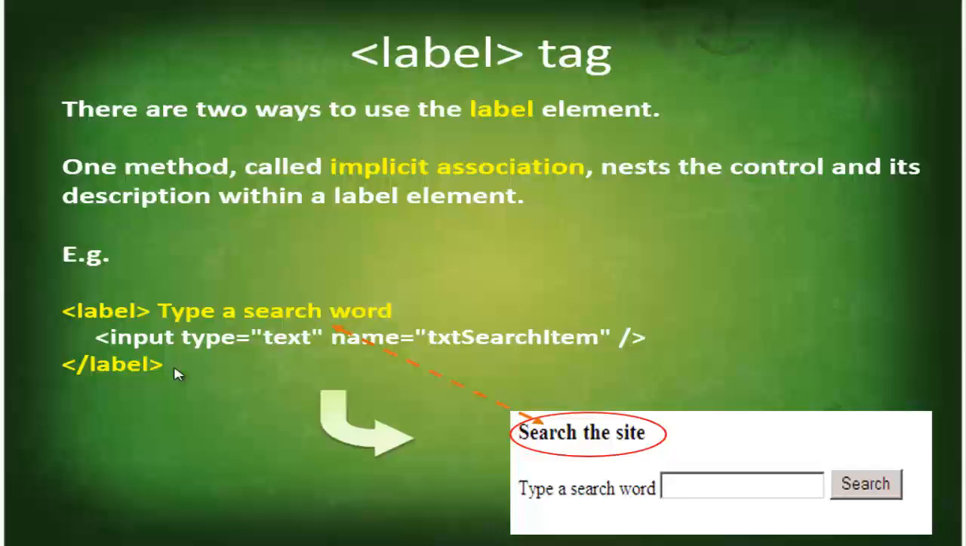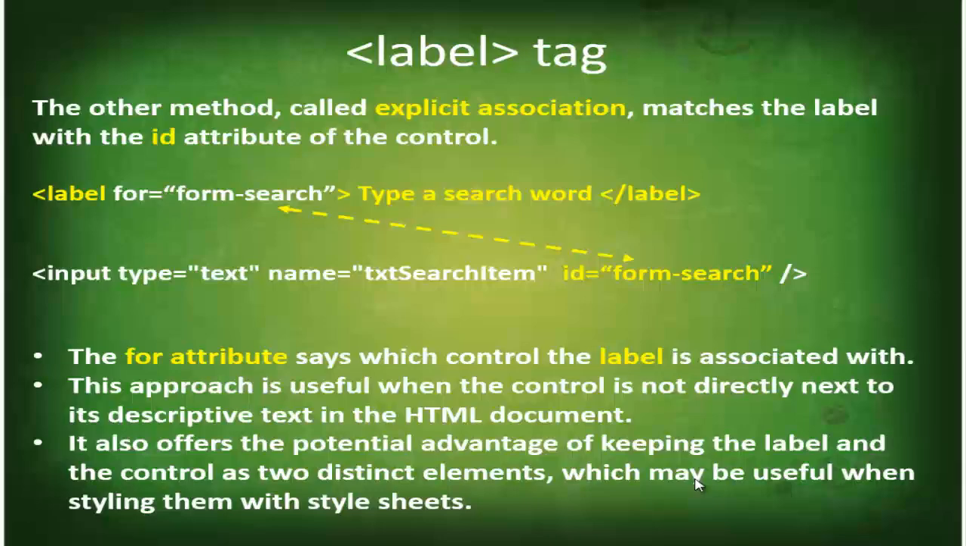So label is used to associate with something. You can have a label, and within the label you can have an input box. Because the label is surrounding the input box, it is called implicit association. So this label is associated with the given text box or anything. Explicit association is where you put the label anywhere. In the label you specify for and then specify the ID of the input type.